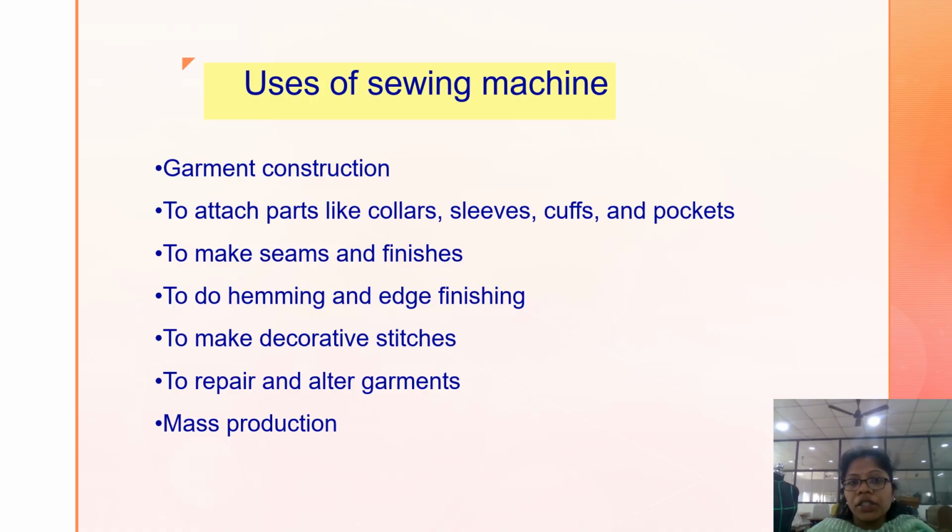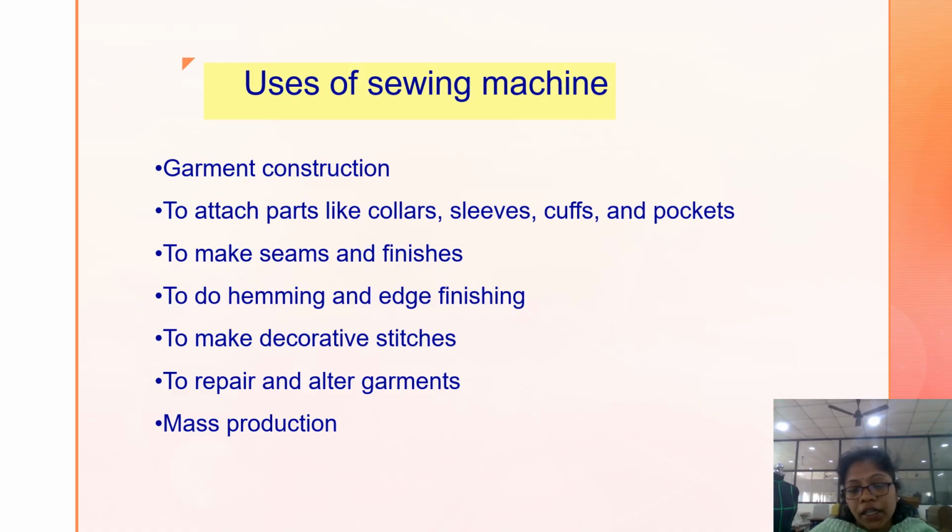Now we will move on to the uses of the sewing machine. What are the uses of the sewing machine? Where do we use the sewing machine? The sewing machine is used for general garment construction, like in our homes also. Whatever we want to stitch, the machine can be useful, because in olden days people used to attach the pieces with hand sewing practices.